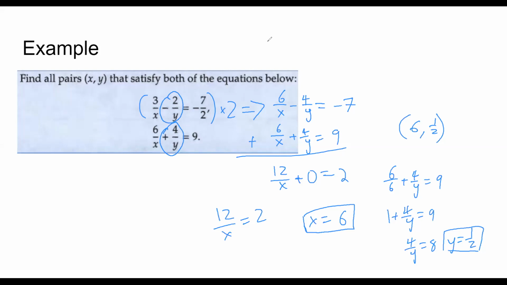You said 4 over 1/2 is equal to 8? Yeah, 4 over 1/2 is equal to 8. Yeah, that's equal to 4 times y.